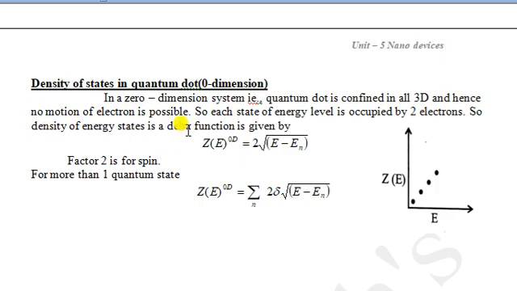So the density of states, in the delta function, can be written as Z of zero dimension equal to 2, which represents two electrons that can occupy each energy level, and root of E, which we get from the bulk materials. Can you remember this E to the power half? If we have two or three more energy levels, we change this into E minus En. So for more than one quantum state, how can we write? Z of E in zero dimension is equal to summation over n of 2 delta of E minus En. This is the graph between E and Z of E. The waveform will be in this formation.